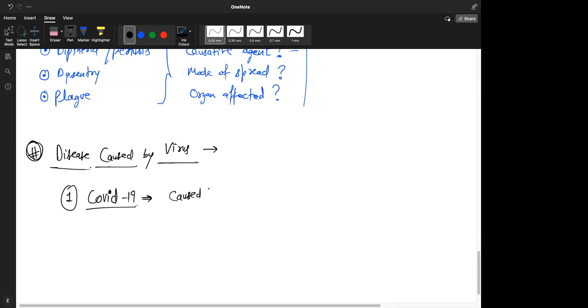Caused by the virus. What is the name of the virus? I think SARS-CoV-2. Yes, it's called SARS-CoV-2. Now, what is the full form of SARS? Remember SARS? SARS as a pandemic started earlier as well, I think, if I'm not wrong, in 2002 or 3. There is something called MERS also that happened. Middle East Respiratory Syndrome, MERS.